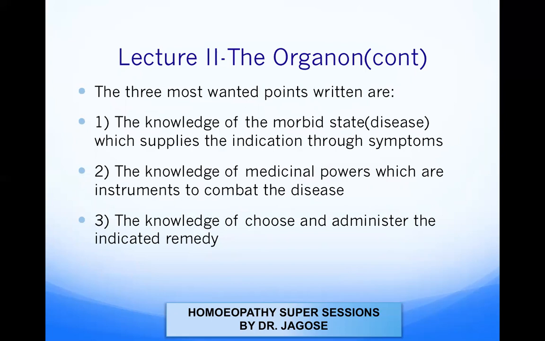Next, Richard Hughes says that the three most important points written are the knowledge of the morbid state, that is the disease, which supplies the indications through symptoms; the knowledge of medicinal powers, which are instruments to combat the disease; and the knowledge of how to choose and administer the indicated remedy. So he highlighted these 3 points, saying that the knowledge of disease will be known only through the expressions, that is the signs and symptoms. And in order to combat the disease, we have to have the knowledge of the medicinal powers, that is our homeopathic dynamized medicines. And the last point is that the knowledge of how to choose and how to administer the indicated remedy should also be there.